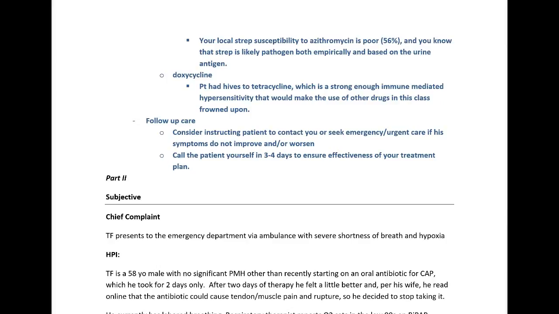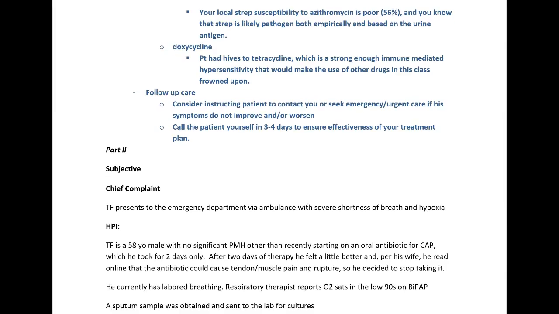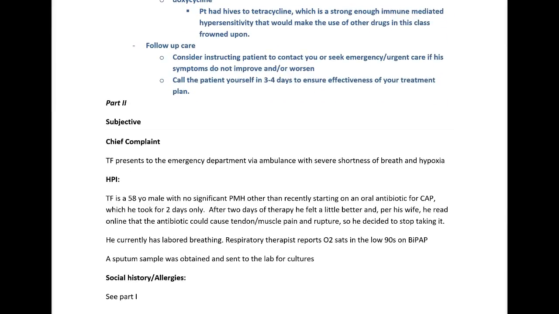Follow-up, consider instructing the patient to contact you or seek emergency urgent care if he doesn't improve, of course, and then follow up with the patient on your own in a couple of days, see how the treatment plan is going.